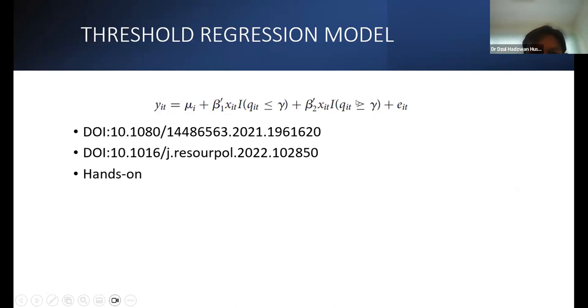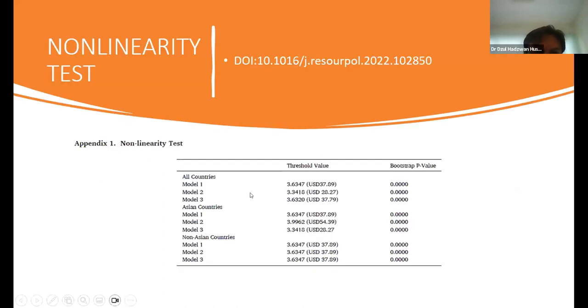So I give you an example for further understanding. This is my paper. As I told you, we need to start with the non-linearity test. If you refer to my paper here, this is one of the tables where I report the non-linearity test. The non-linearity test here is to show that the threshold effect exists, meaning that at a certain point the behavior of my regressor changes. At what level? This is the value. 3.6347 is in the form of natural log. When we convert to the absolute value, it equals this. This is what it means.